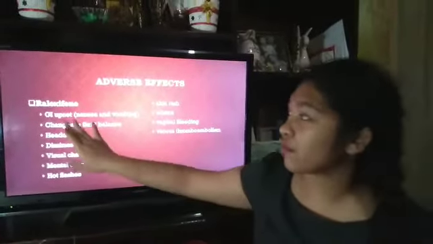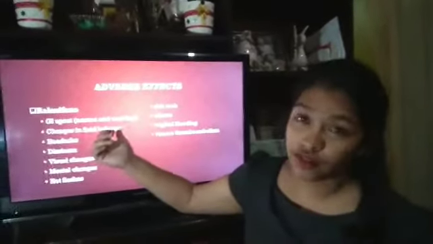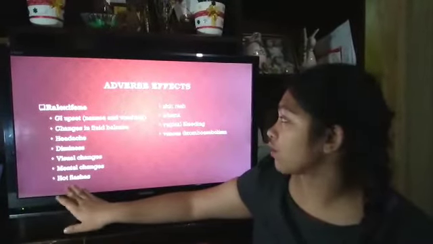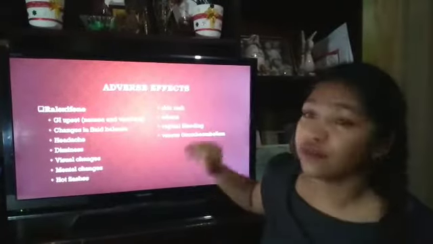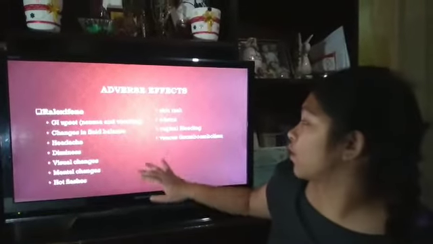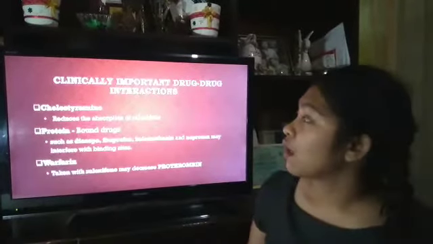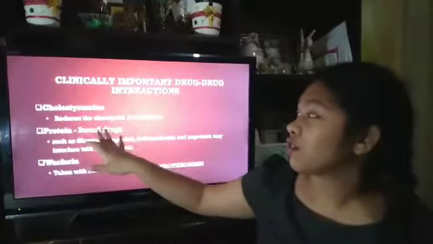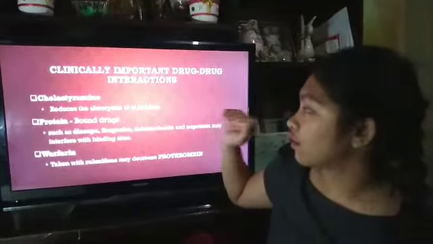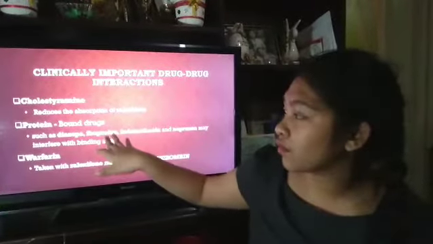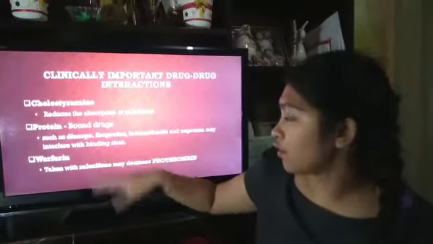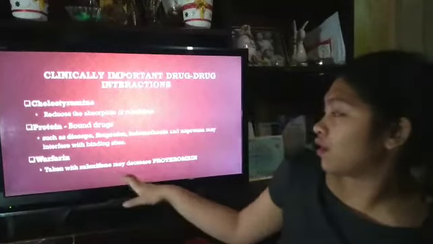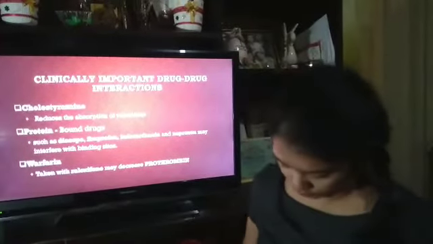The adverse effects of raloxifene: GI upset, nausea, vomiting, changes in fluid balance, headache, dizziness, visual changes, mental changes, hot flashes, skin rash, edema, vaginal bleeding, and venous thromboembolism. Cholestyramine reduces the absorption of raloxifene. Protein-bound drugs, same; it interferes with binding sites. Warfarin: it decreases prothrombin.